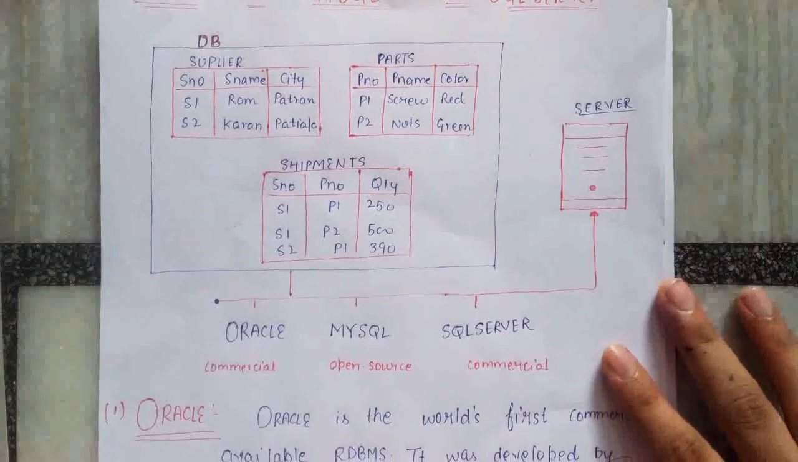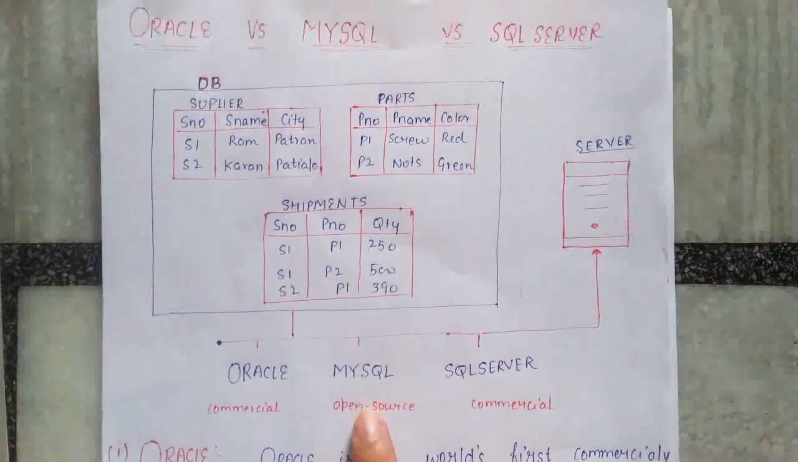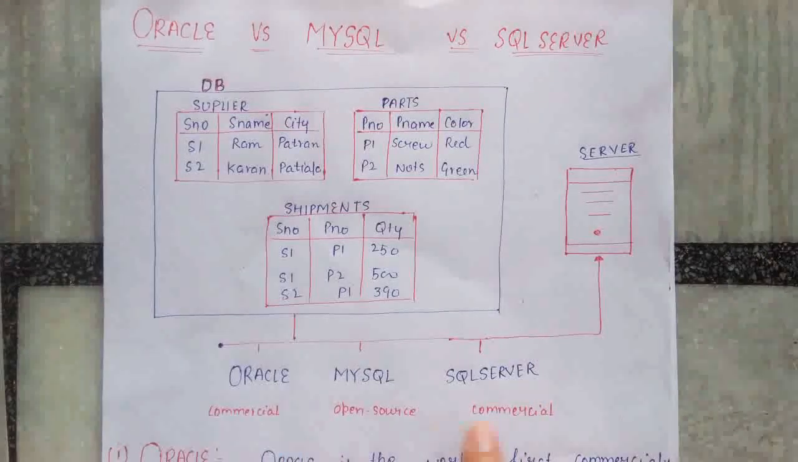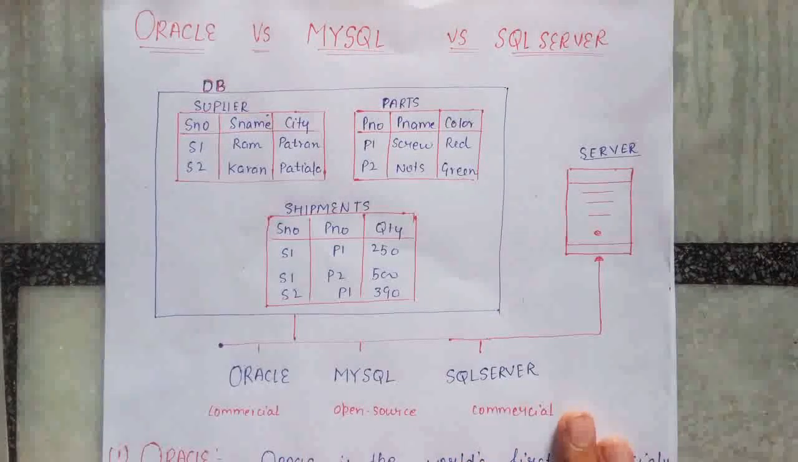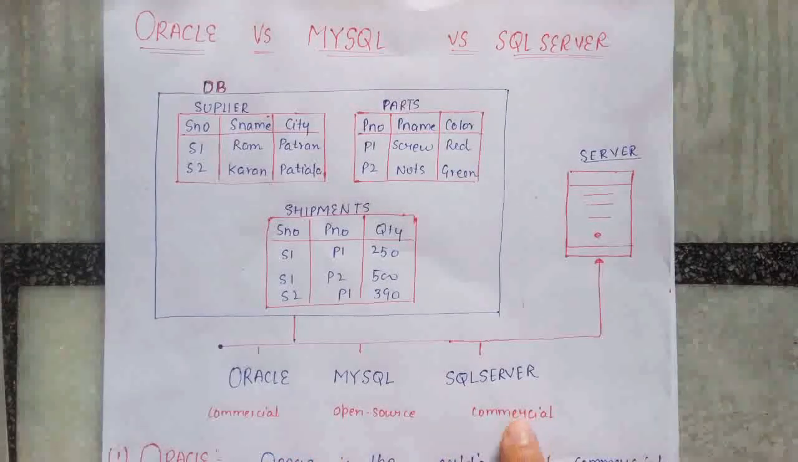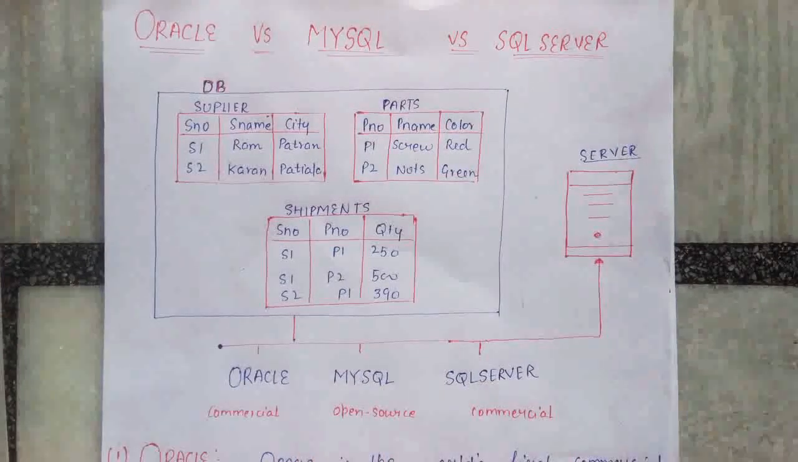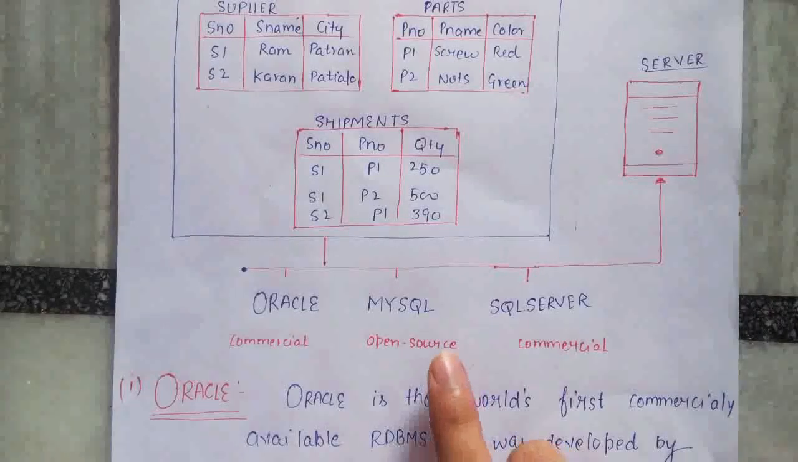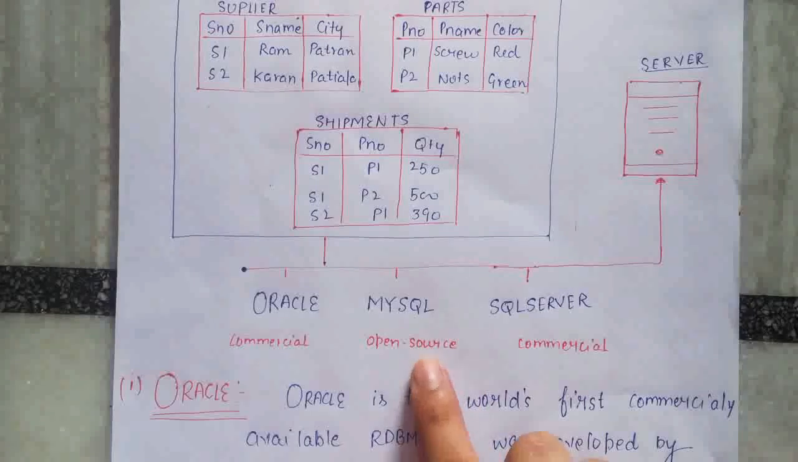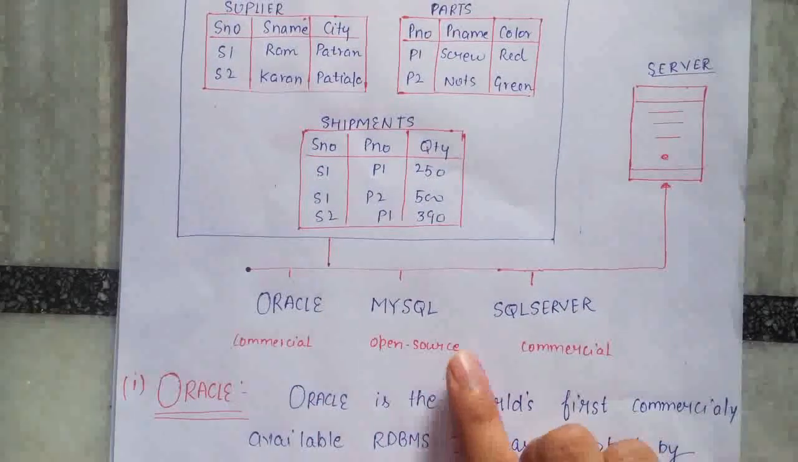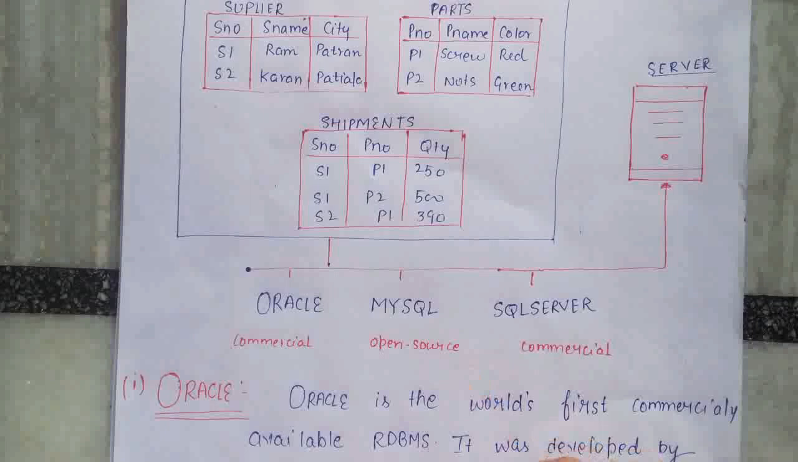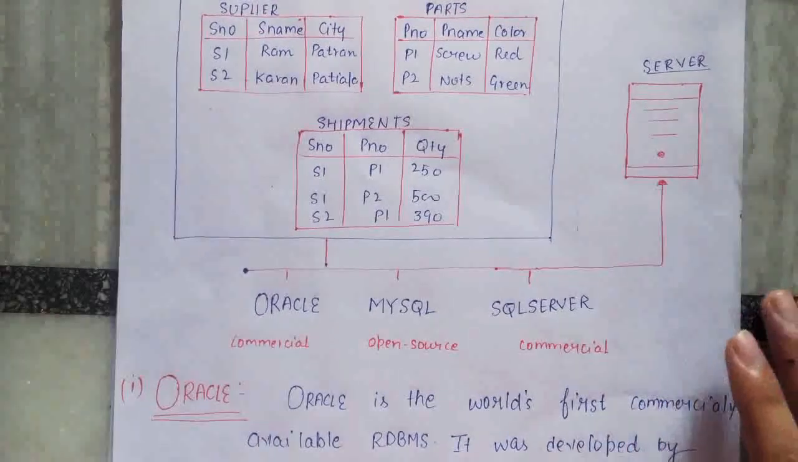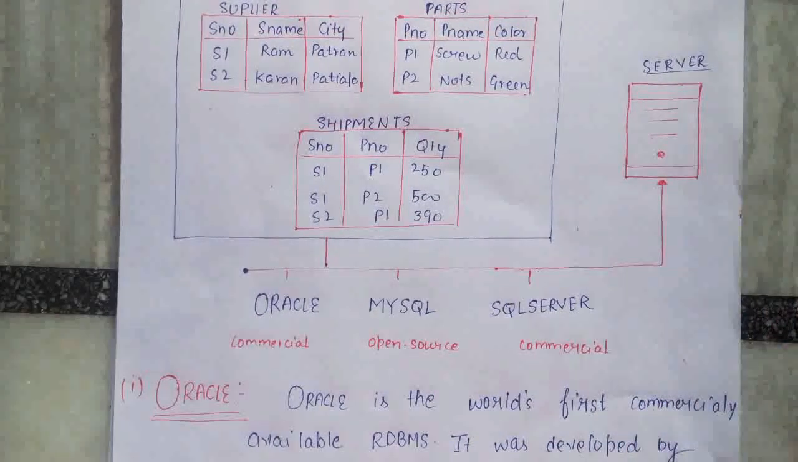Now we have 3 softwares over here: Oracle, MySQL and SQL Server. What are the differences between these 3? Oracle and SQL Server are commercial relational database management systems, and MySQL is an open source RDBMS. What does open source mean? Let's suppose you are a new user and you want to learn and practice SQL, so you should always prefer to use MySQL.